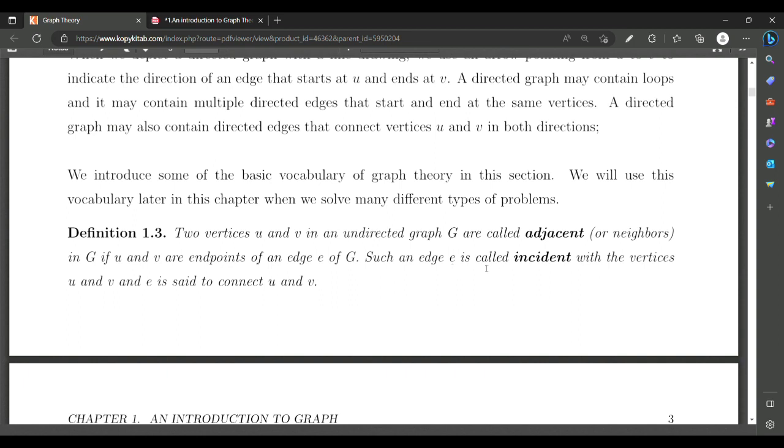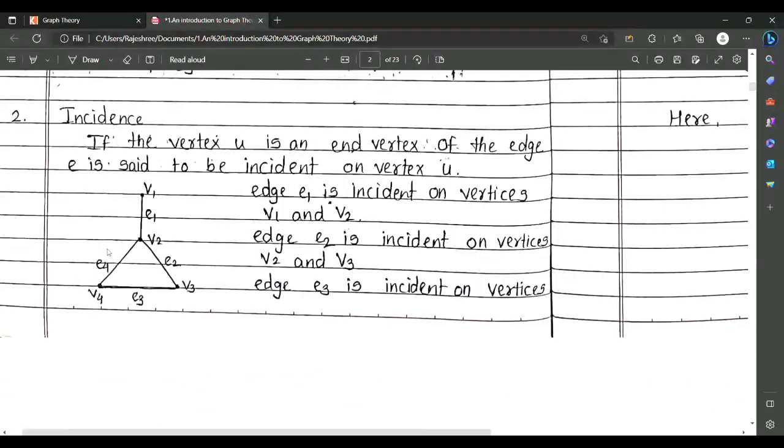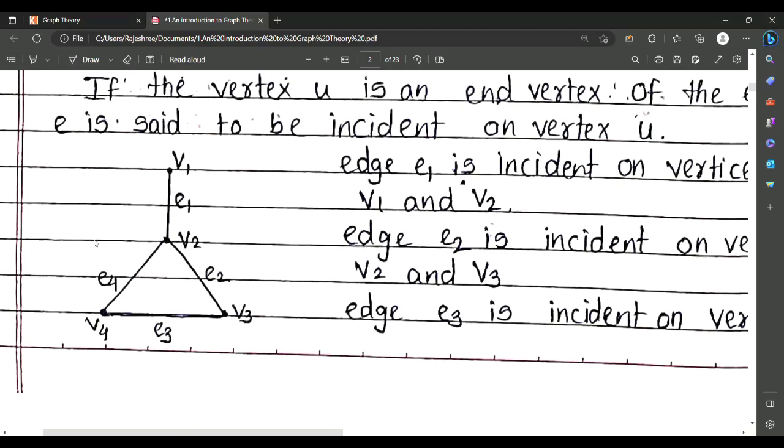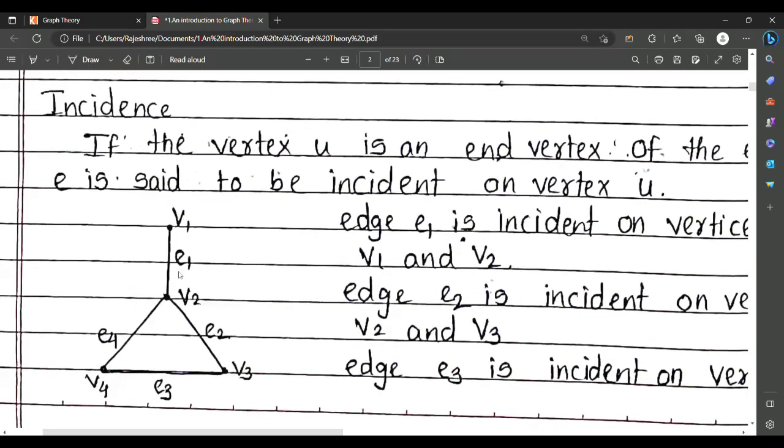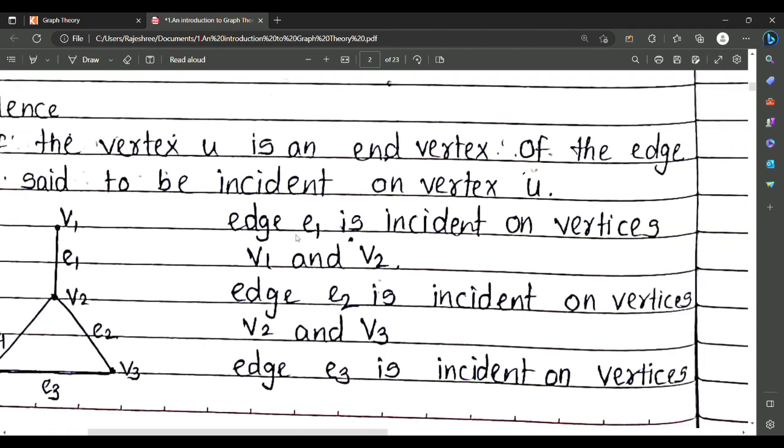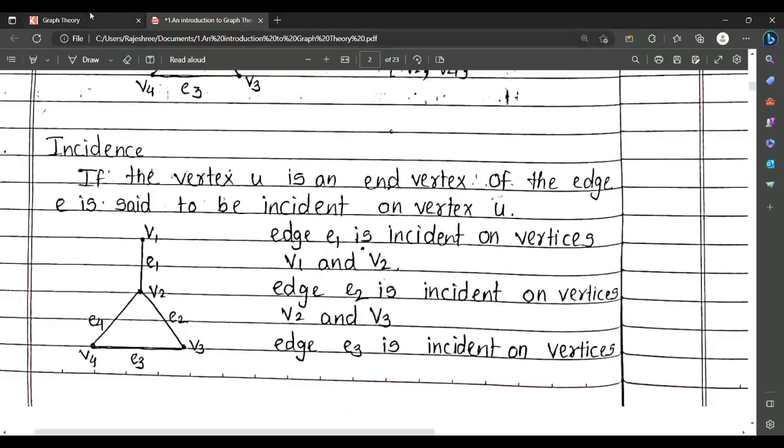An edge E is called incident with the vertices U and V, and E is said to connect U and V. Here it is again given an incident. Incident means what is touching. Vertices do not touch each other, but an edge and vertices touch, so they are called incident. For example, here E1 is touching V1 and V2, so we can say edge E1 is incident on vertices V1 and V2.